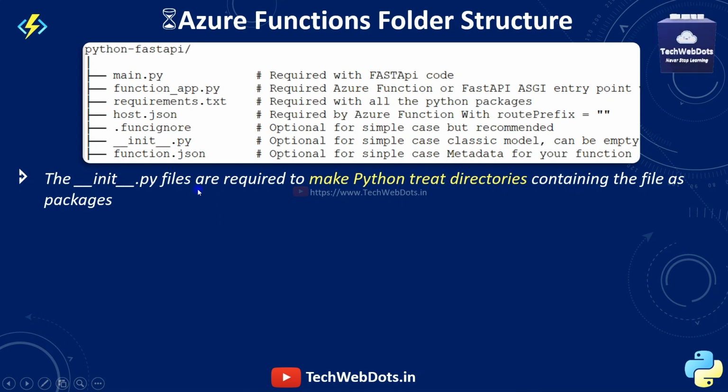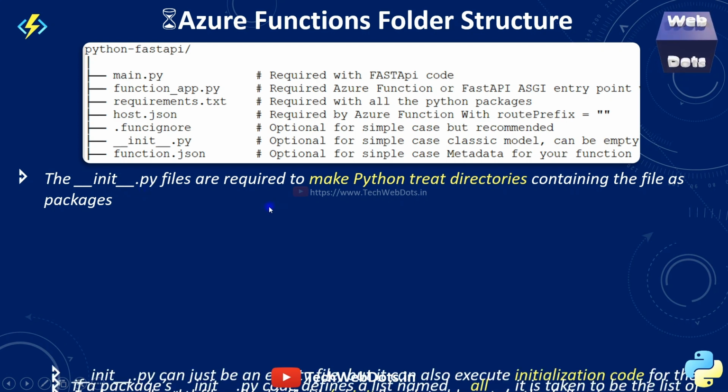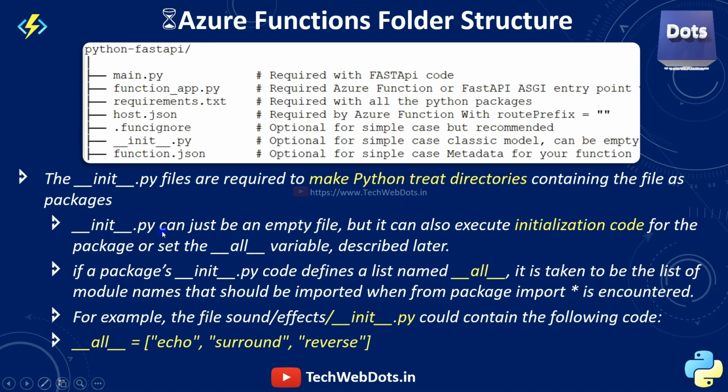init.py files are required to make Python treat directories containing the files as packages. So any directory where we have an init.py will be considered a package. init.py can just be an empty file, but it can also execute initialization code for the package or set the __all__ variable that we describe later. If a package's init.py file code defines a list named __all__, it is taken to be the list of module names that should be imported when the from package import * command is encountered.